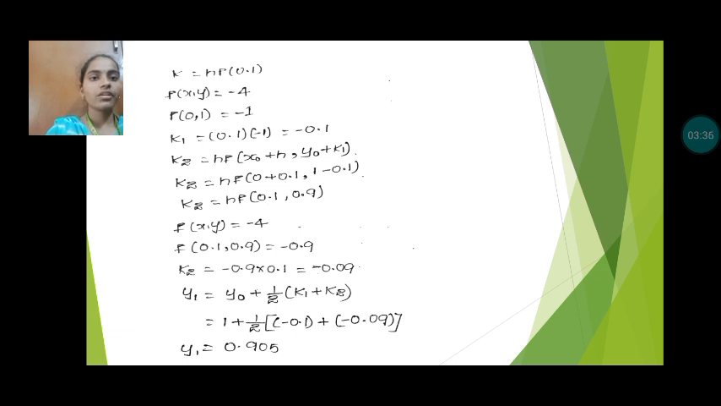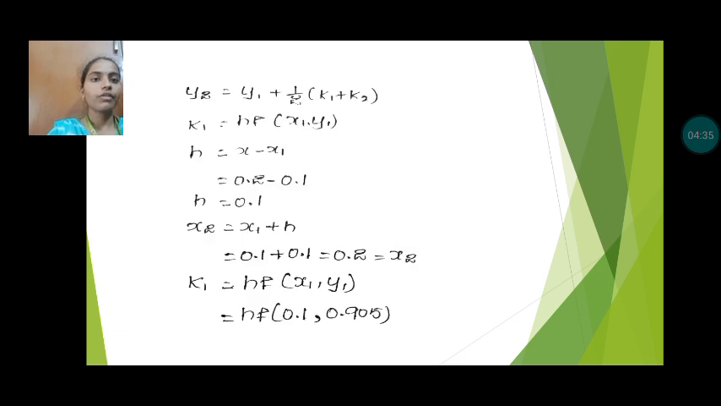f of x comma y is equals to minus y, f of 0 comma 1 equals to minus 1, k1 is equals to 0.1 into minus 1 equals to minus 0.1, k2 is equals to h of x naught plus h comma y naught plus k1, k2 is equals to h of 0.1 comma 1 minus 0.1, k2 is equals to h of 0.1 comma 0.9, f of 0.1 comma 0.9 is equals to minus 0.9, k2 is equals to minus 0.9 into 0.1 equals to minus 0.09, y1 is equals to y naught plus 1 by 2 into k1 plus k2 is equals to 1 plus 1 by 2 into minus 0.1 plus minus 0.09.